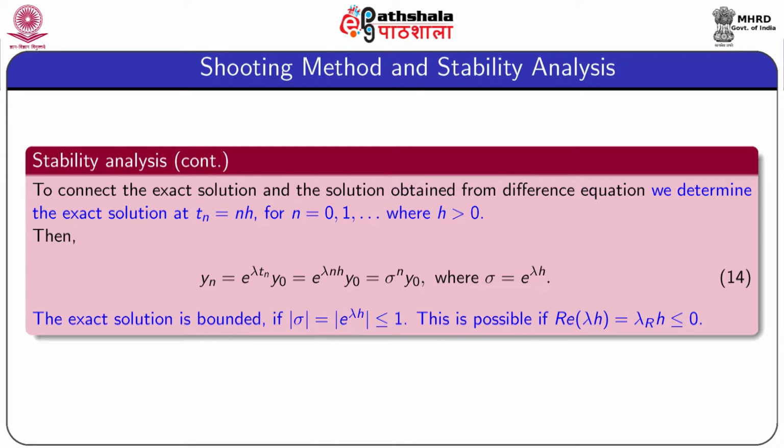The exact solution, that means the solution obtained from equation 14, will be bounded if the absolute value of sigma, equal to the absolute value of e to the power lambda h, is less than or equal to 1. And it is possible if the real part of lambda h, which is nothing but lambda r into h, is less than or equal to 0. It is obvious from the equation that if the real part is less than or equal to 0, then the solution y n converges to 0 for large n.